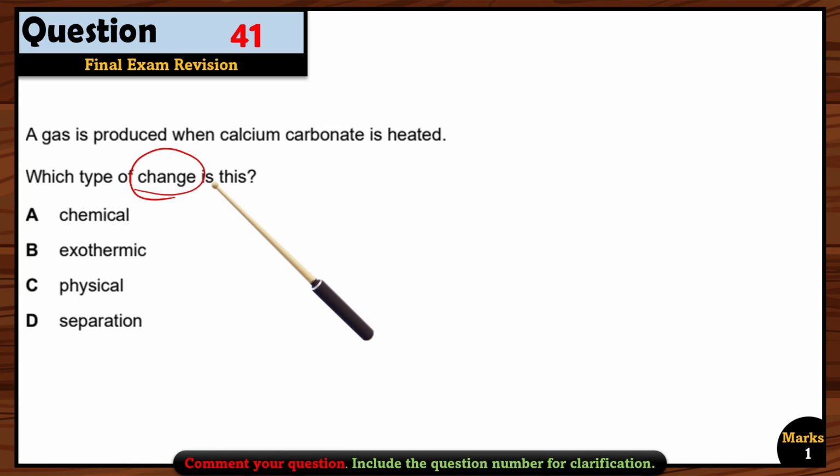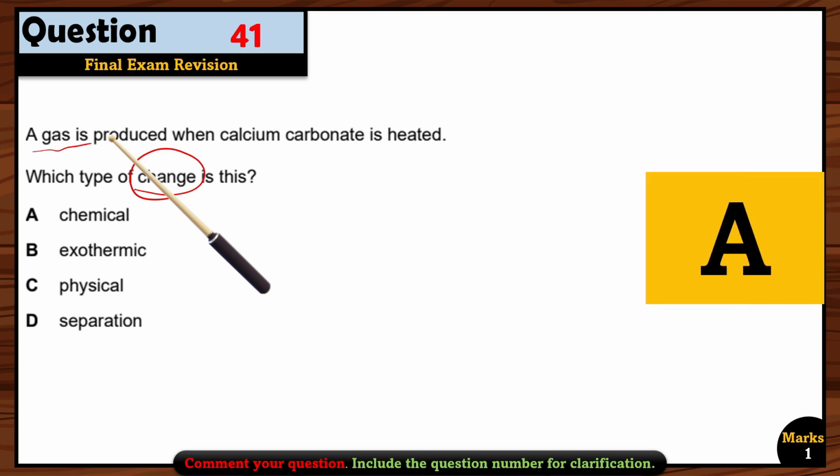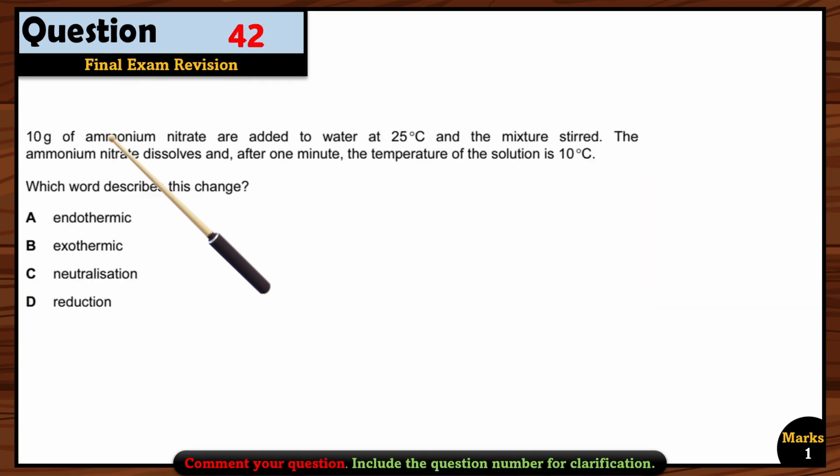So you can just look at this one. A gas is produced, it means something new has been made. Gas is produced means that now you get a new compound, so this change will be a chemical change. So that's why option A will be the right option. Okay, let's see another question.